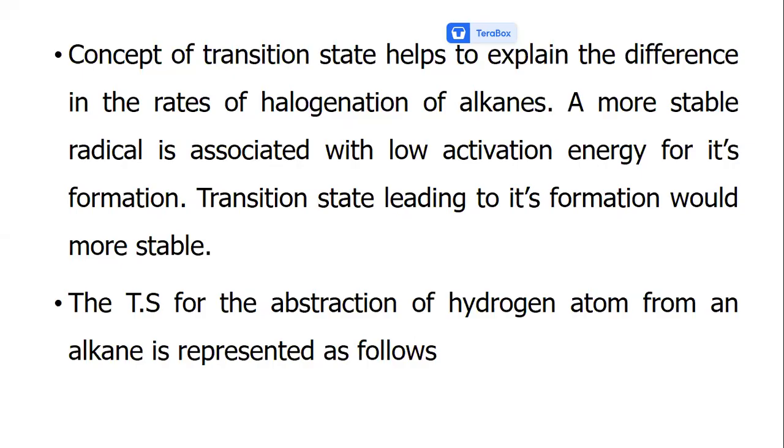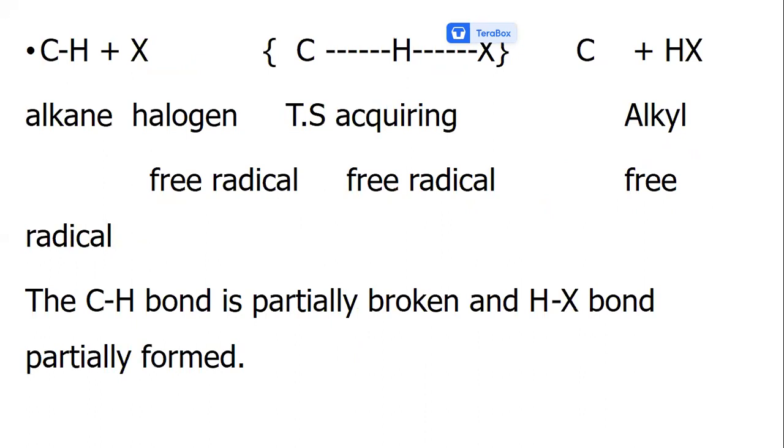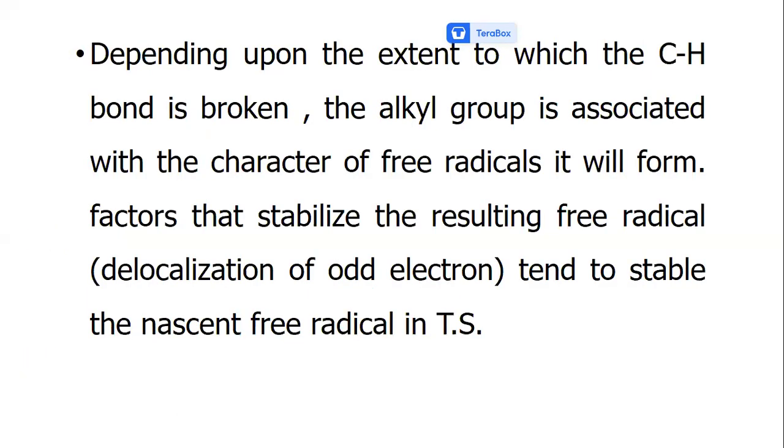The transition state leading to its formation would be more stable. The transition state of the abstraction of hydrogen atom from an alkane is represented below. The alkane in transition acquires alkyl free radical character depending upon the extent to which the carbon hydrogen bond is broken, so factors that stabilize the resulting free radicals also stabilize the transition state. Delocalization of odd electrons tends to stabilize nascent free radicals in the transition state.